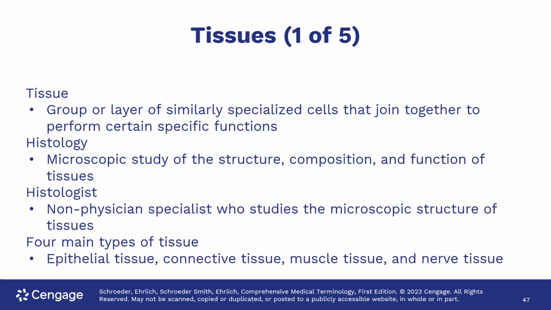Tissue is a group of similar cells that join together to perform a function. Histology is the study of tissue. A histologist is a specialist who studies the tissue. There are four main types of tissue: epithelial, connective, muscle, and nerve.